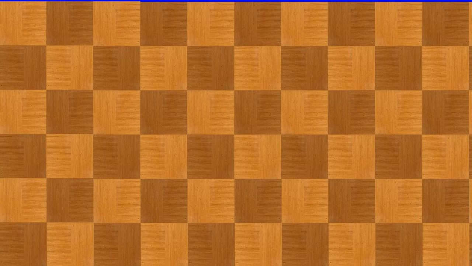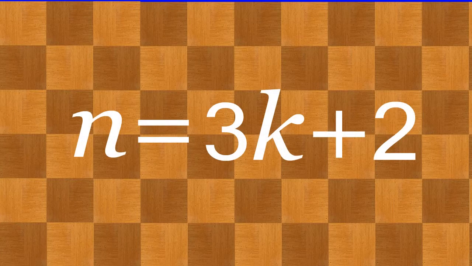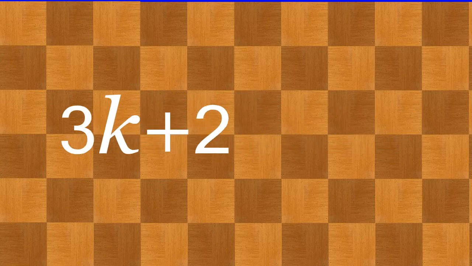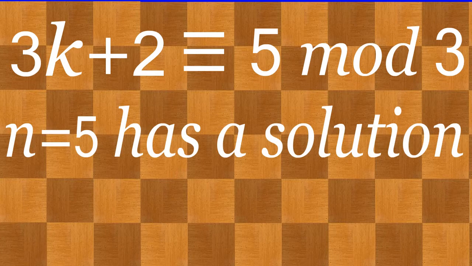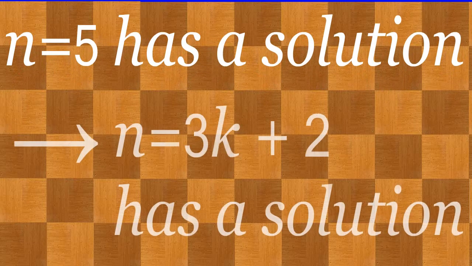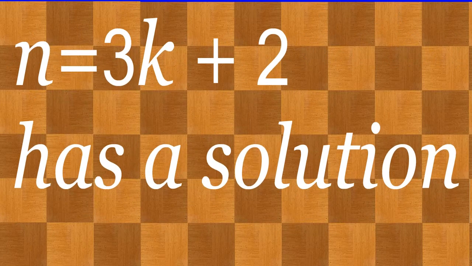Let us check now the case where n is equal to 3k plus 2. Observe that 3k plus 2 is equivalent to 5, modulo 3. Hence, if for the case where n is equal to 5, we have a solution, then the case where n is equal to 3k plus 2 also has a solution. However, we already showed how to solve the case where n is equal to 5. And hence, the case where n is equal to 3k plus 2 also has a solution.